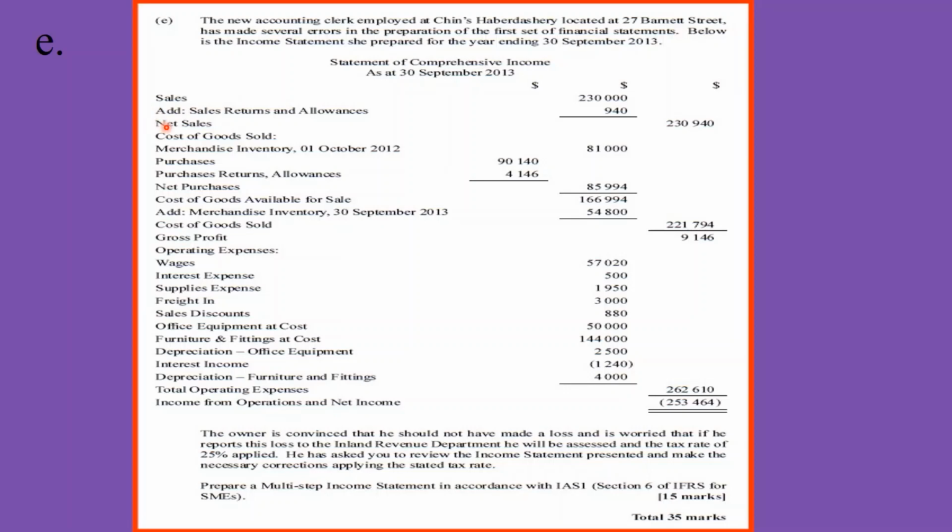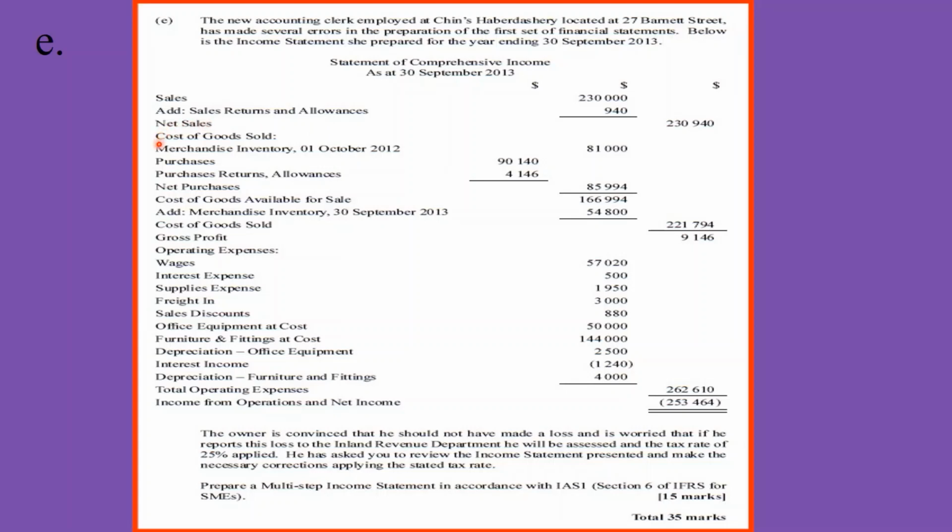Sales 230, and this is our first error here. Add sales returns and allowances should be less sales returns and allowances. Okay, and it should not just be sales returns but and allowances. When we were doing CSEC exams, we used to have only sales returns up here, and the allowances used to come down under here. The allowances is usually sales discounts and bad debts, increases in allowance for bad debts as well.